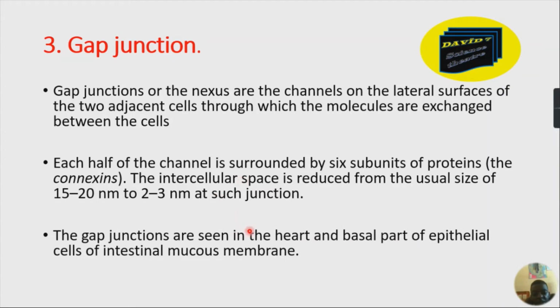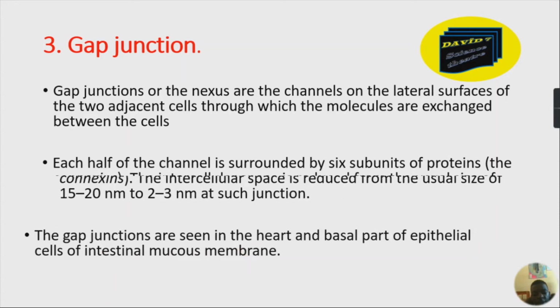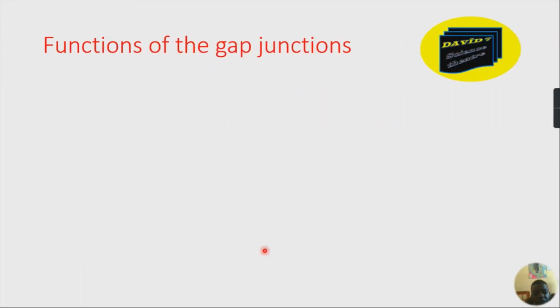And the gap junctions are seen in the heart and basal part of the epithelial cells of the intestinal mucous membrane. So you can see gap junctions are usually seen in the heart, basal part of epithelial cells of intestinal mucosa. Okay, and the functions of these gap junctions are very many.